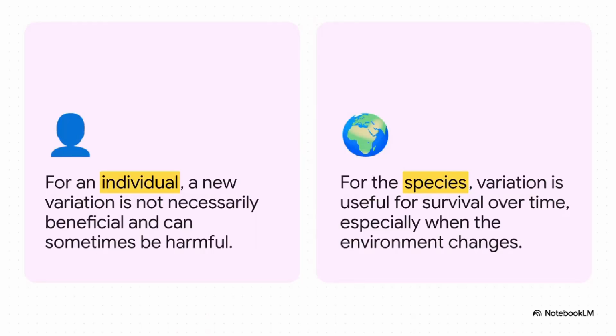And this is where it gets super interesting. These tiny little changes are a double-edged sword. For one single organism, a variation might not be a good thing. It could even be harmful. But for the species as a whole, that variation is the secret sauce for long-term survival. Just imagine the environment suddenly changes, it gets way hotter. Most of the population might not make it, but a few individuals with a random little variation that helps them handle the heat, they survive, they reproduce, and boom, the species lives on.